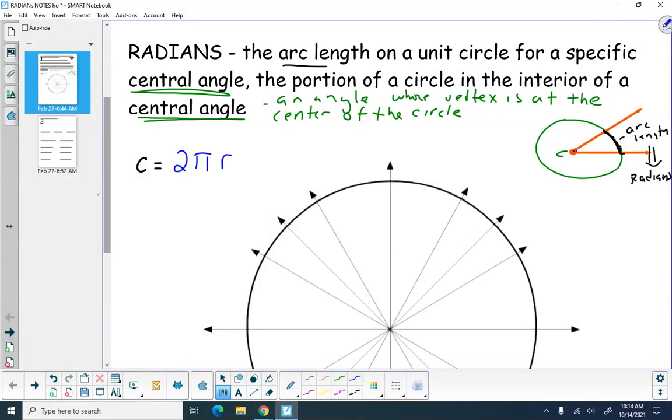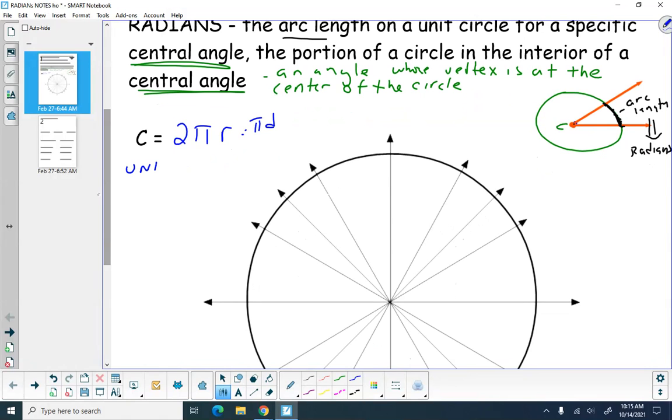Two pi r, two times pi times the radius, or pi times the diameter. 2 times pi times the radius. Well, if I take a look at a unit circle, what's the circumference? If I say this is a unit circle, what's the circumference?